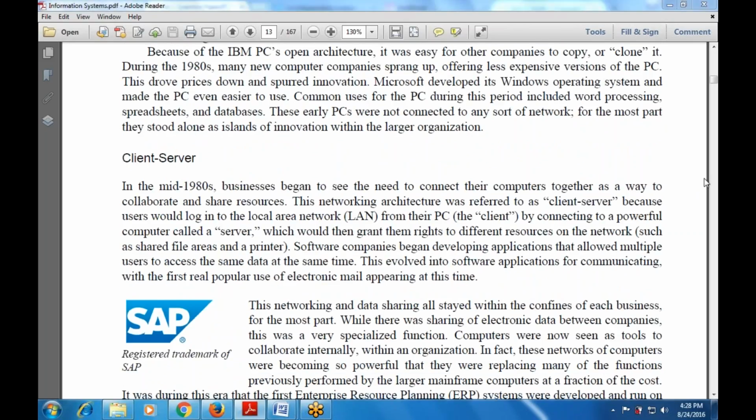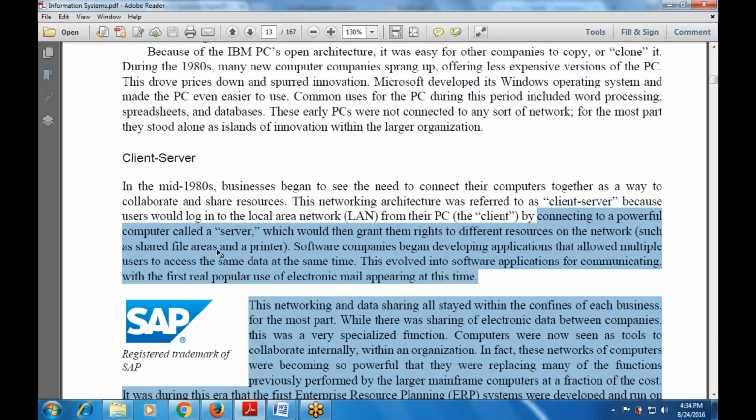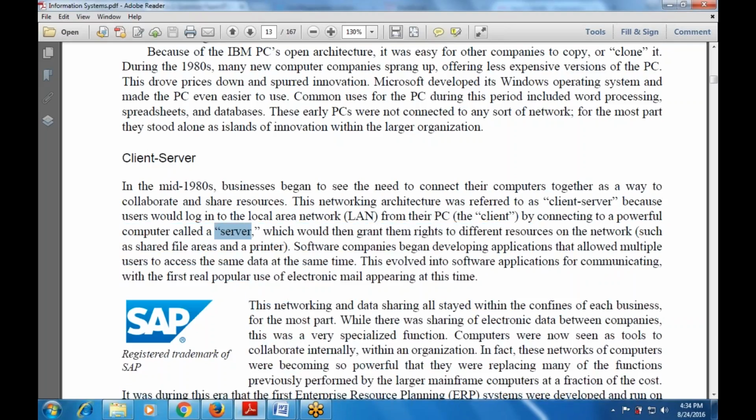Now the next part is the client server architecture. So the next approach is the client server approach, in which there are multiple clients and there is only one server. The server guides the clients. This network architecture was used as a client server architecture because people will log into the LAN from their PCs, that is a client, and connect to the powerful computer, that is known as a server. So one is the powerful computer, that is the server, and there are multiple PCs, known as clients, which means that we are granting them rights to different resources on the network, such as shared file areas and the printer.